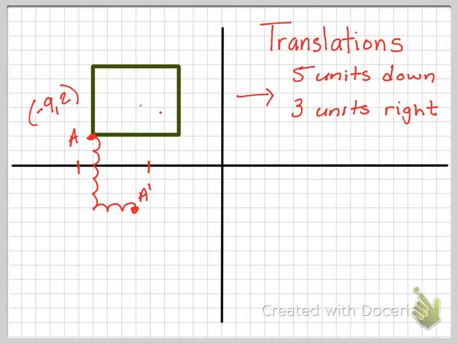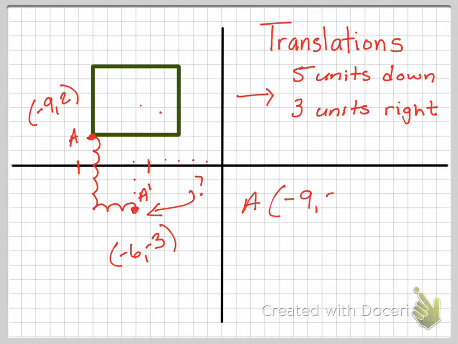Because let's take a look. What is this new A prime coordinate? A prime wound up being at, if we count, negative 1, 2, 3, 4, 5, 6. It was at negative 6, and then 1, 2, 3. A prime was at negative 6, negative 3. And so the question is, can we do it without using the graph, without actually moving it? Yes, we can. So when point A was at negative 9, 2, how did we get to negative 6, negative 3? Well, it was actually really, really simple.